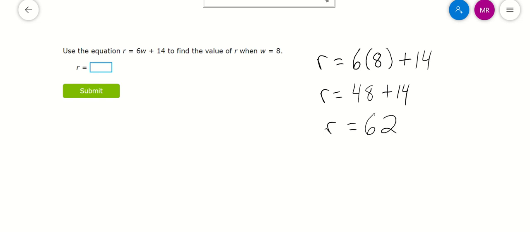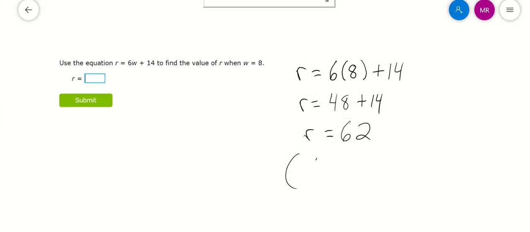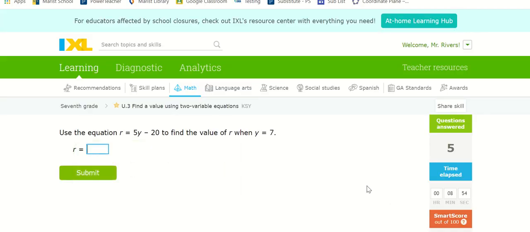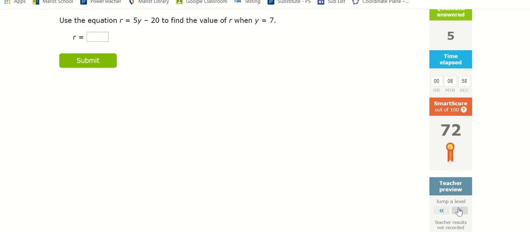Think about this as an ordered pair again. 8 comma 62. You're going to have to graph something like this in the future. So 62 for R. There you go. Got it. All right, this one's just like that previous one. Let's skip ahead a level, see if we get any changes.